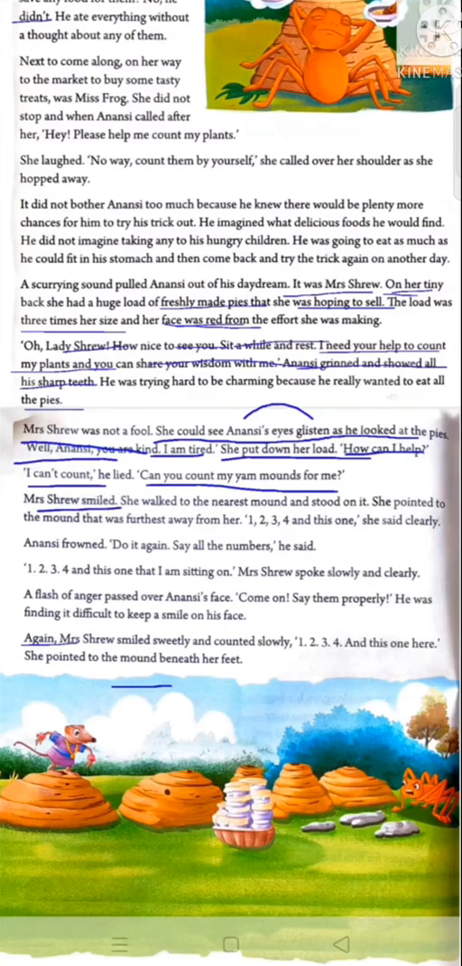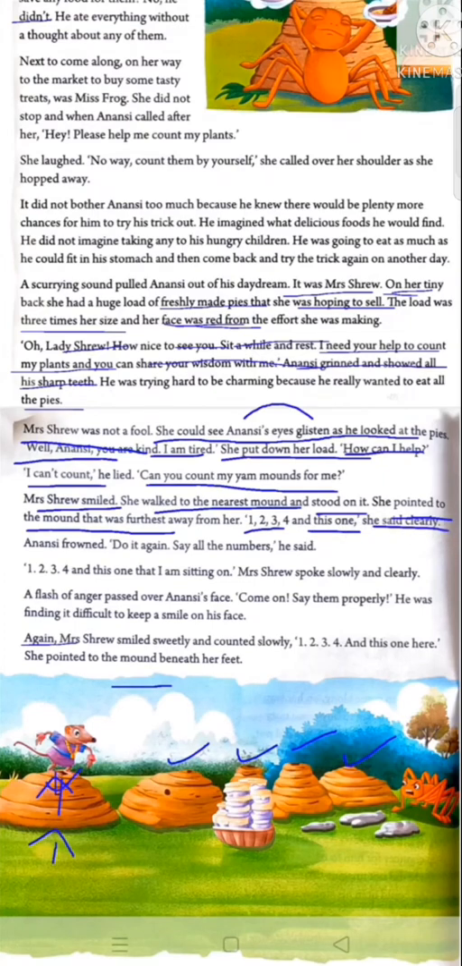She walked to the nearest mound and stood on it. So here Mrs. Shrew went to the nearest mound which was near him, and she just stood on that particular mound of earth, and she pointed to the mound that was furthest away from her. So she is pointing to this one and saying 1, next 2, next 3, next 4, and this one, this one, she said clearly.